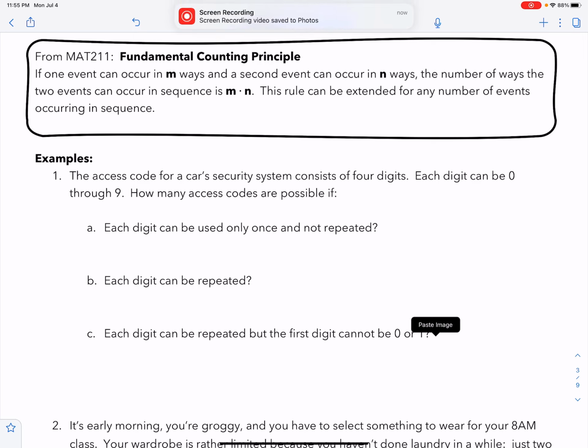So in this video, we're going to look at two examples. With these two examples, they're going to involve this new theorem called the fundamental counting principle. It's something you saw in Math 211. We're just going to extend it to apply to Math 212.